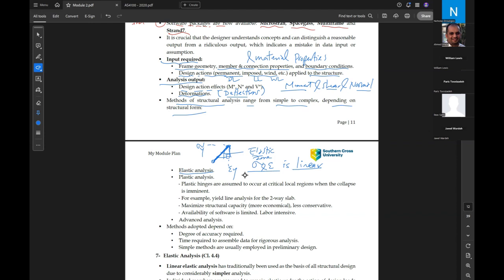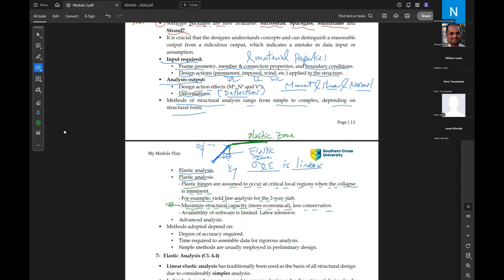The second type of analysis we might have is the plastic analysis, which is a little bit more complicated. This is in the plastic zone here, after the elastic zone. In the plastic analysis, we might have plastic hinges assumed to occur at the critical local region where collapse is imminent. For example, yield line analysis for the two-way slab. This will maximize the structural capacity, more economical, less conservative.